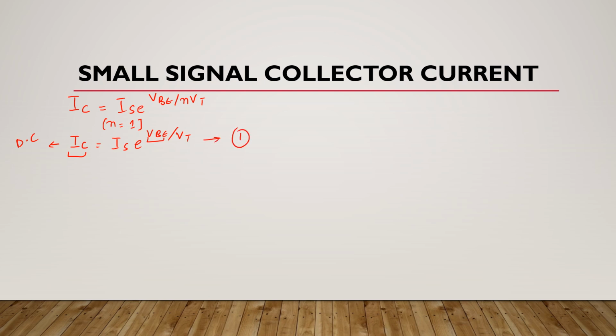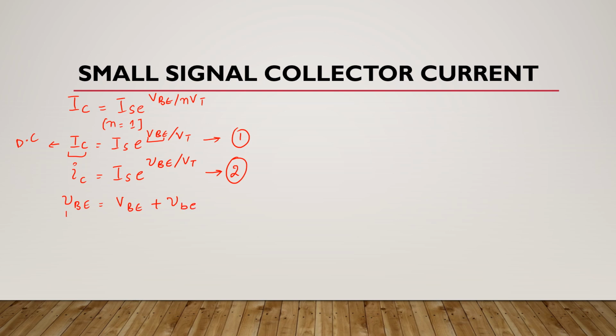Now here we are talking about instantaneous quantities. So instantaneous collector current will be written as iC is equal to IS e raised to the power instantaneous base to emitter voltage divided by VT. Now as you can see here, instantaneous quantities are written in lowercase with uppercase subscript, and this is equation number 2. Now we know that this instantaneous base to emitter voltage is the sum of DC base to emitter voltage and AC or time varying base to emitter voltage.